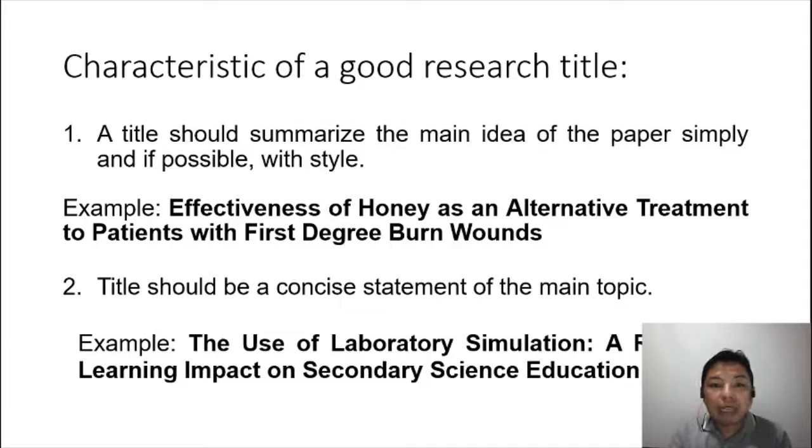You should summarize the main idea of your research within the title itself. So, a good example of this is effectiveness of honey as an alternative treatment to patient with first-degree burn wounds. Okay? Just by looking at the title, you can already tell what is the main idea of the research being conveyed by the researcher. Okay?